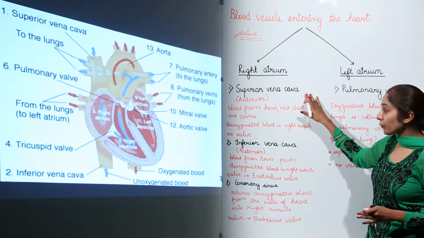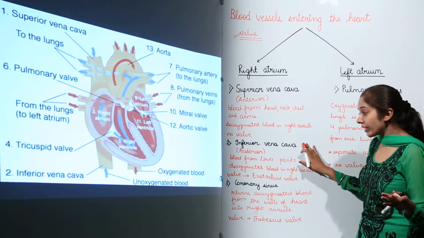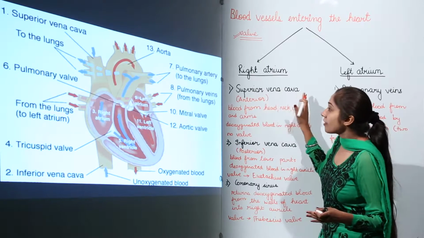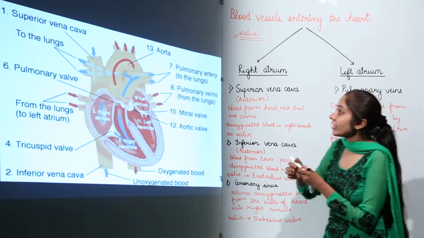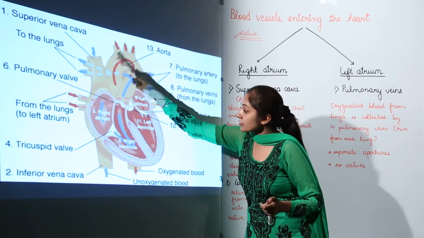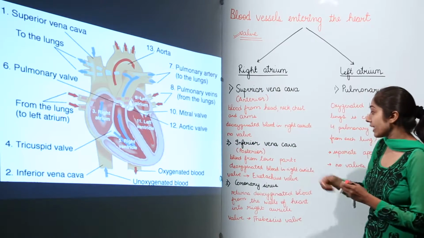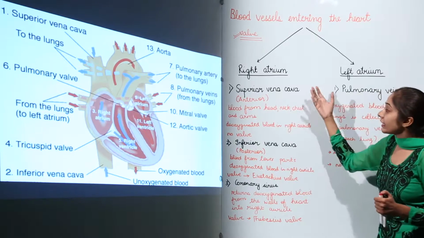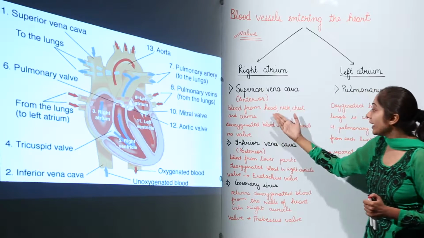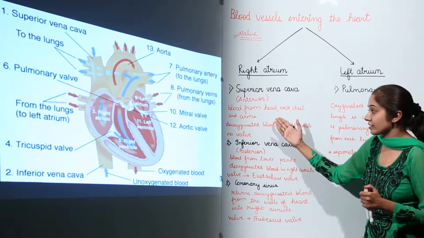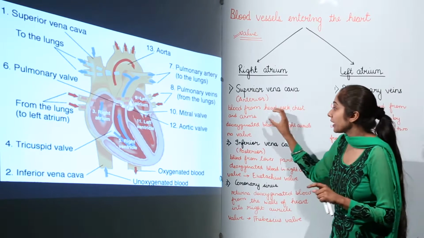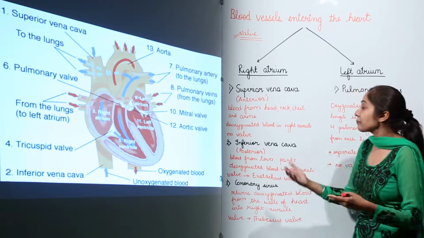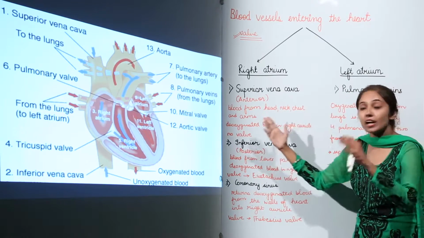We have the superior vena cava, the inferior vena cava and the coronary sinus. The superior vena cava is anterior, you can see in the image the anterior part, and then we have the posterior part, that is the inferior vena cava. The superior vena cava carries blood from the head, neck, chest and arms. So it carries blood from the upper regions of your body, for example head, neck, chest and your arms.